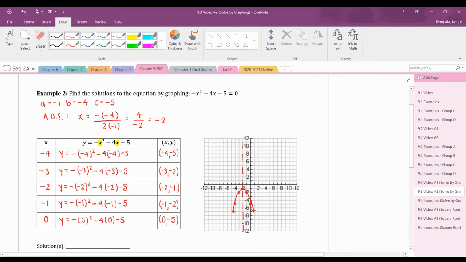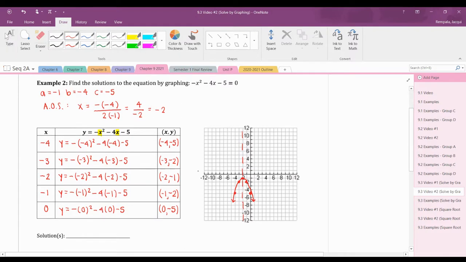Notice that this problem is asking for us to find the solutions. And so that means we're looking at where the graph touches the x-axis. Looks like this problem, if I'm looking at the x-axis, the parabola doesn't touch it at all. So that means that our solutions would be no real solutions.